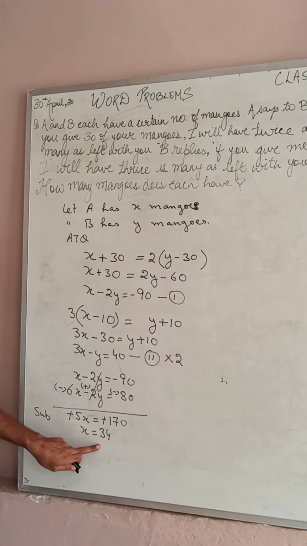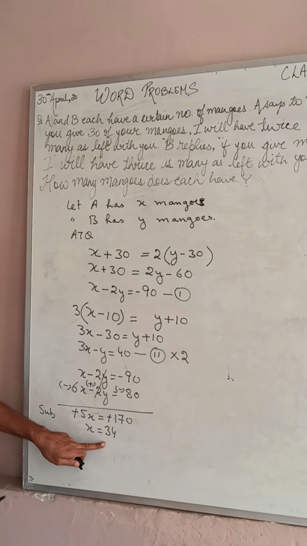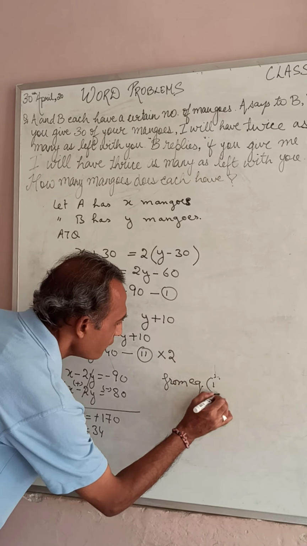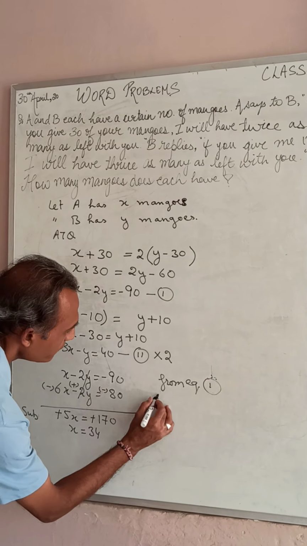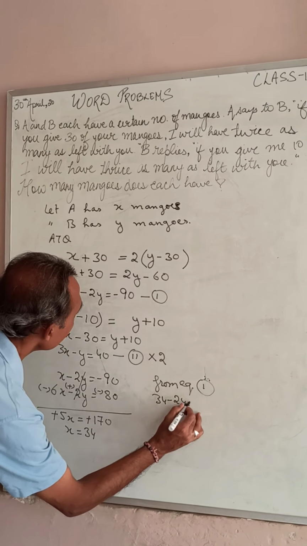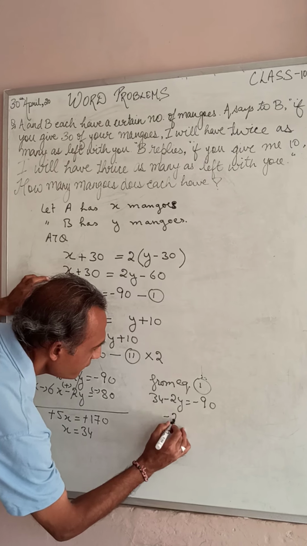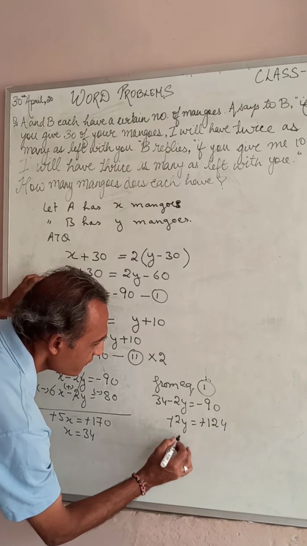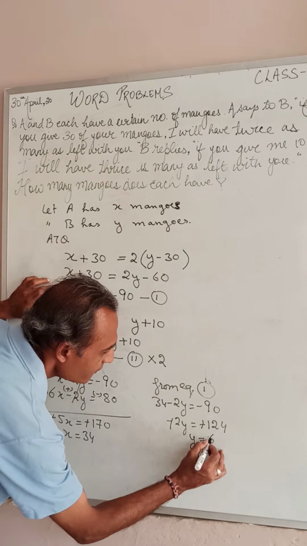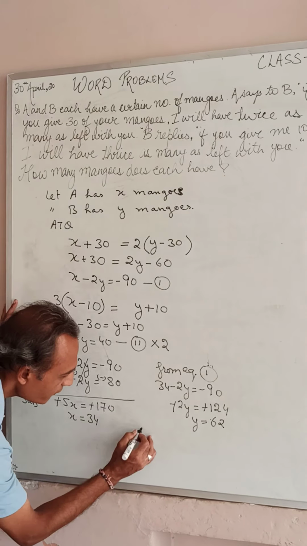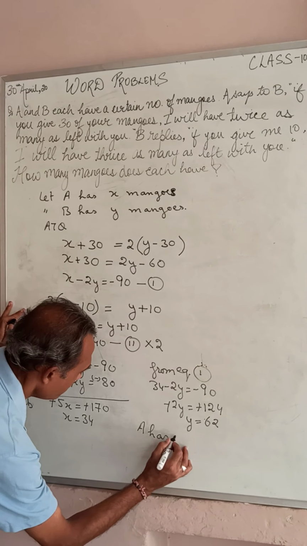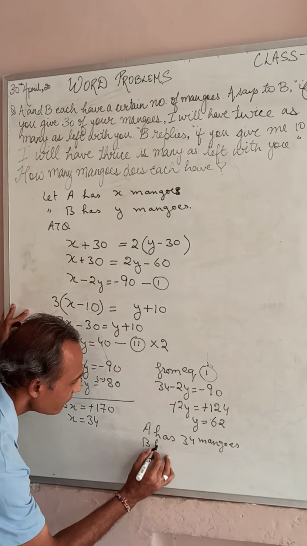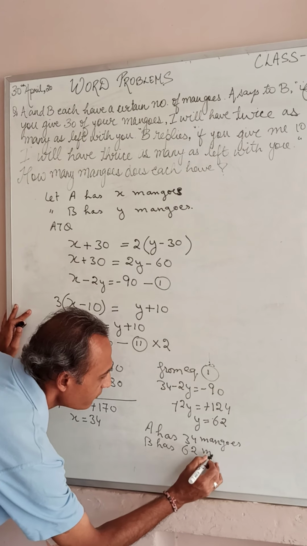Let's put this value of x in any one of these equations. Say equation 1. So I write from equation 1, 34 minus 2y is minus 90. Minus 2y is minus 124. The minus cancels out. y is 62. Meaning A has 34 mangoes. B has 62 mangoes.